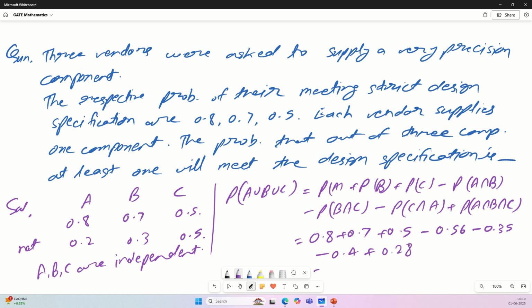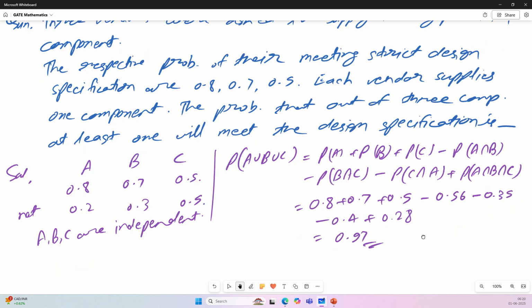Now you solve this and get the value. If you solve this, you are going to get 2 minus 2.28 minus this, which is going to give me 0.97. So this is one of the methods to get this. Why don't we do one thing? We'll apply another method.